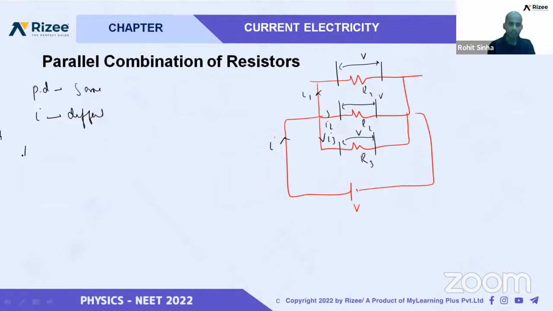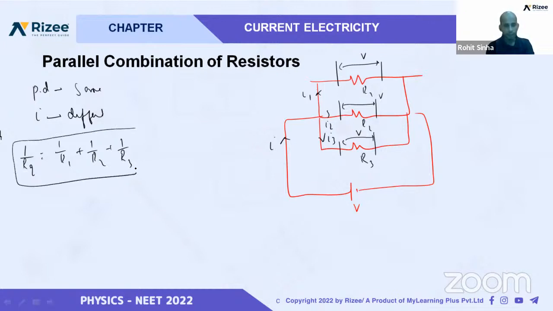And what we get? We get 1 by R equivalent is equal to 1 by R1 plus 1 by R2 plus 1 by R3, and so on. This type of formula we get. Okay, I am not going to the derivation part, not necessary. It is similar to series combination of capacitor.